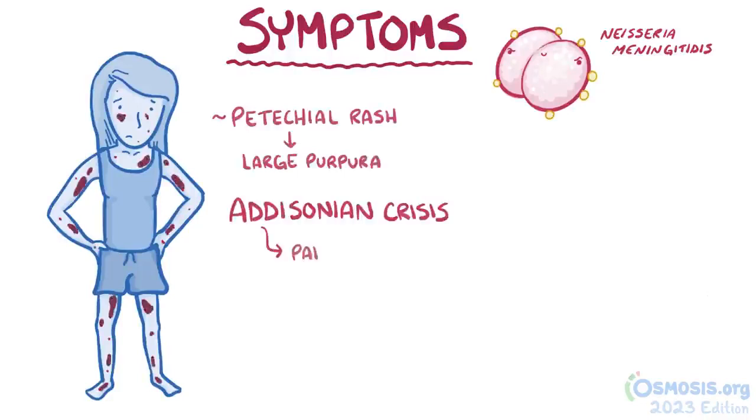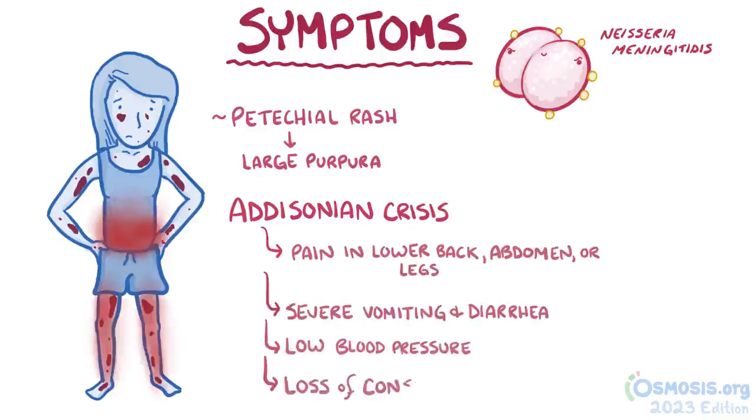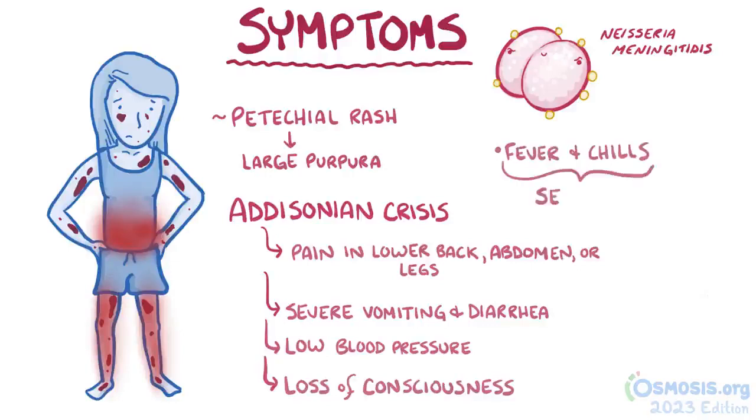Addisonian crisis can cause sudden pain in the lower back, abdomen, or legs, as well as severe vomiting and diarrhea, low blood pressure, and eventually a loss of consciousness. Other symptoms include fever and chills due to the sepsis.